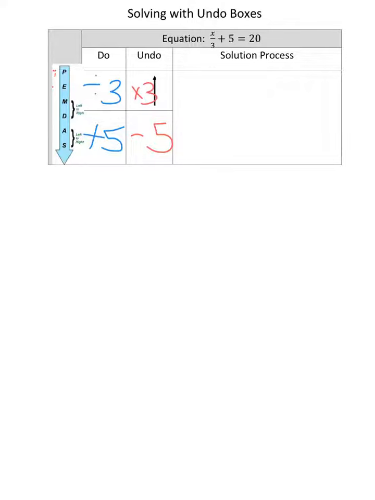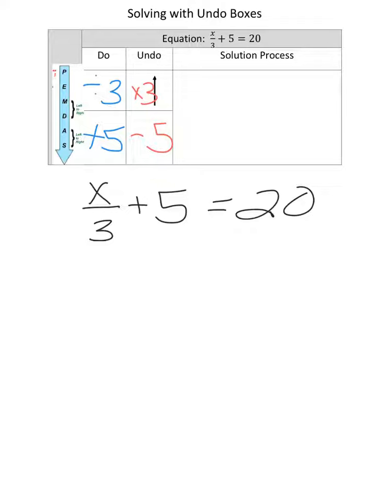I am going to go ahead and do this beneath our undo box because that's a really small space to do the solution process. So, writing the original, x over 3 plus 5 equals 20. And when I say x over 3, that means x divided by 3. According to my undo box, the first thing I'm going to do is subtract 5. Right here, I'm going from the bottom up.